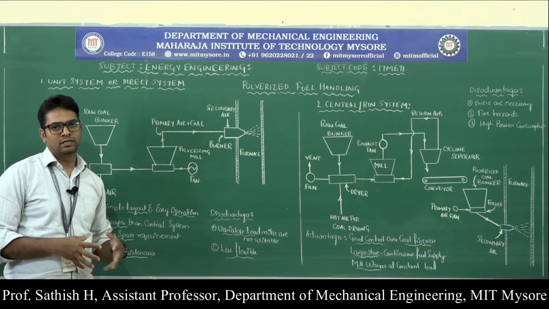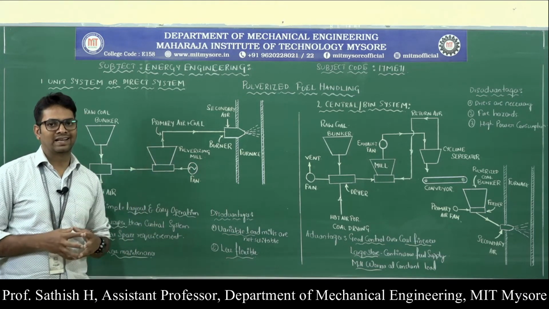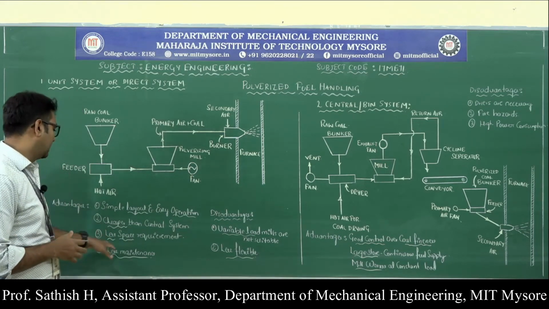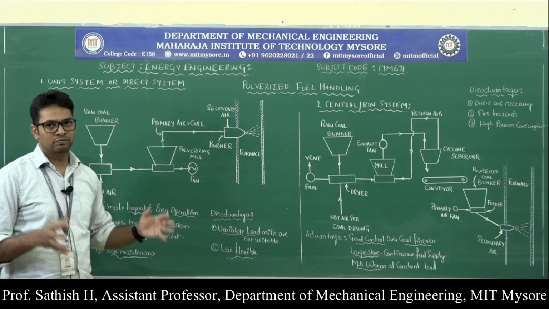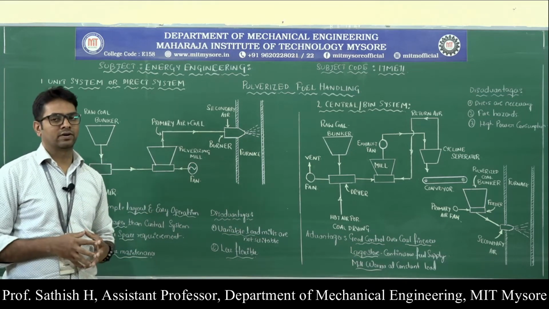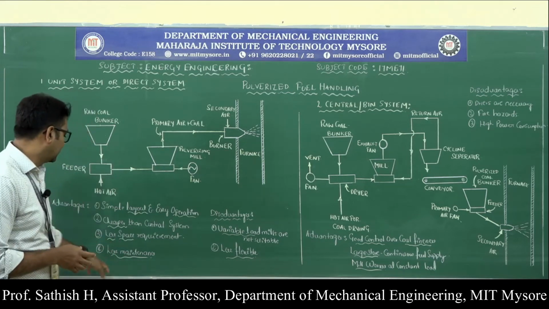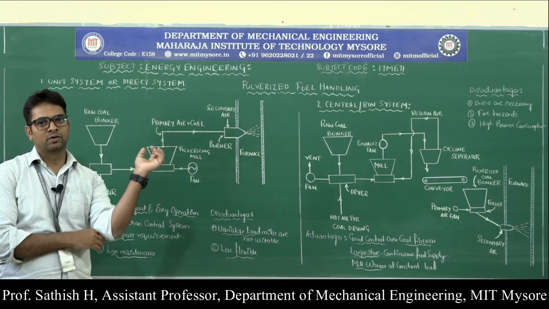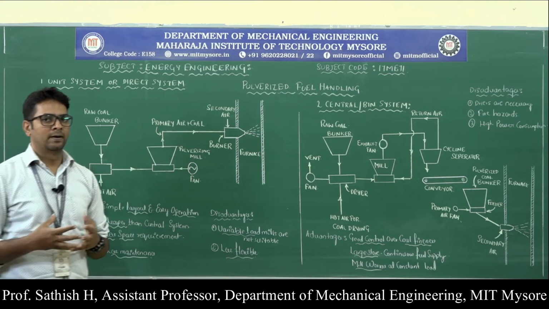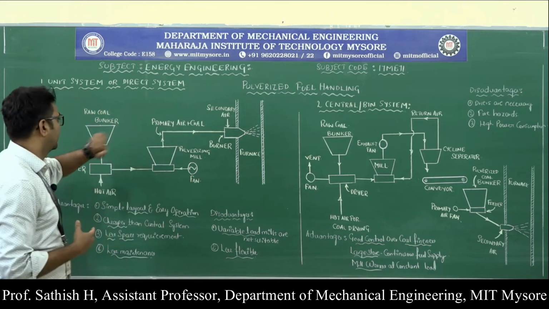So because the number of components involved is less, it is economically feasible, and it has less space requirement because of the smaller number of components. It doesn't need much space. And there is less maintenance also. That is one more advantage of this unit system, or direct system.